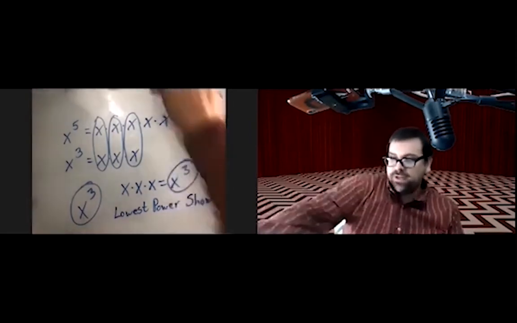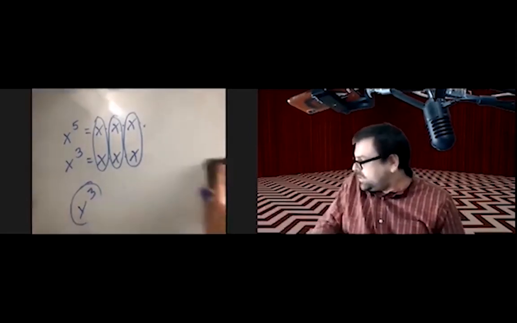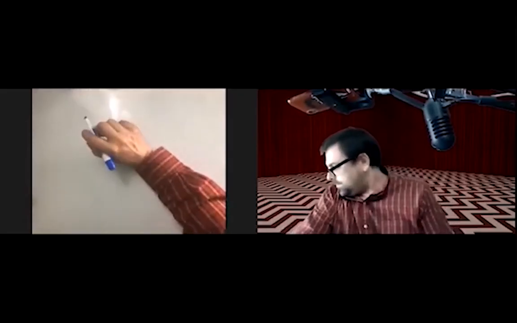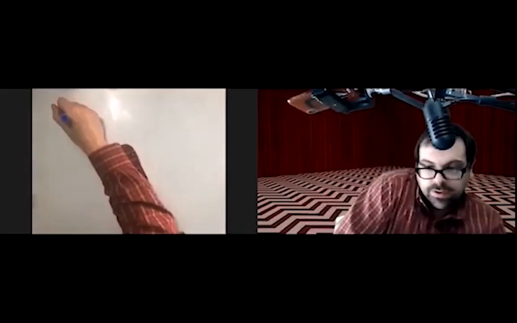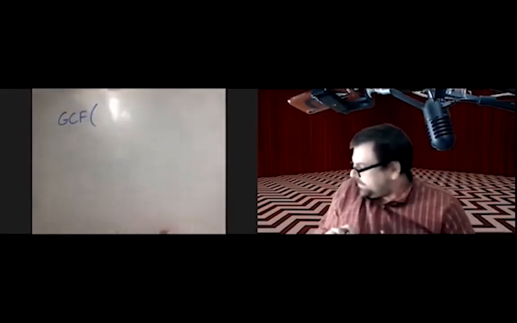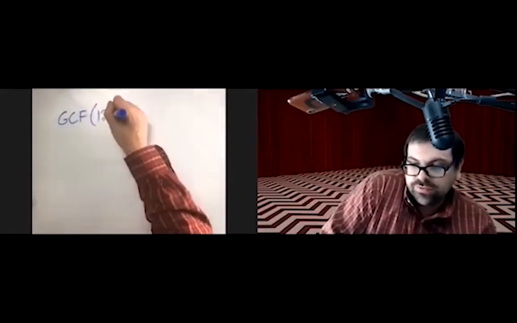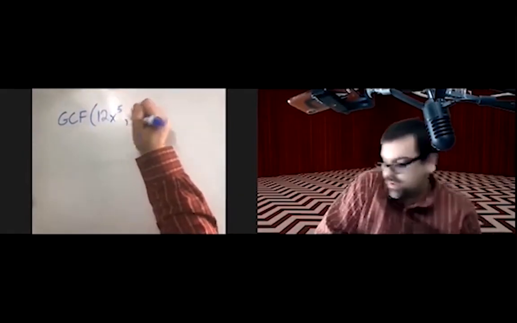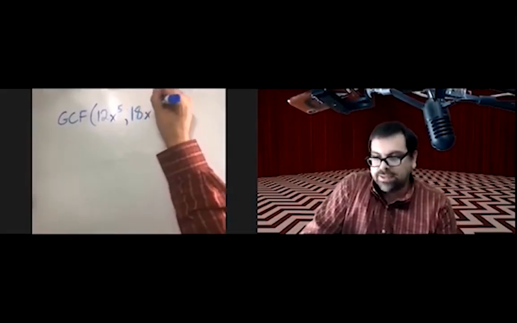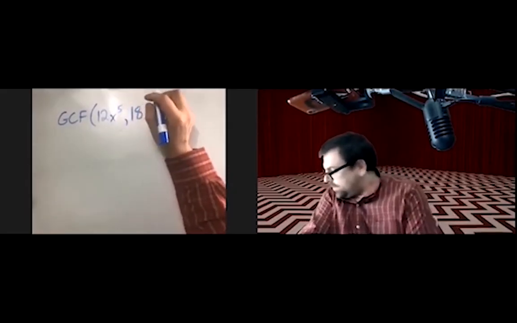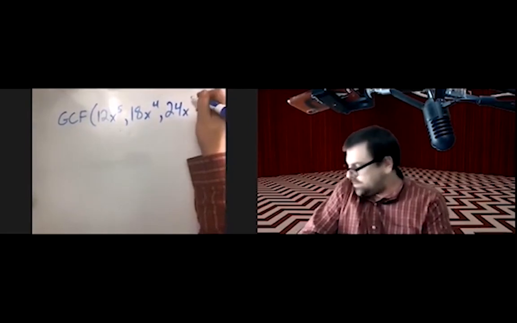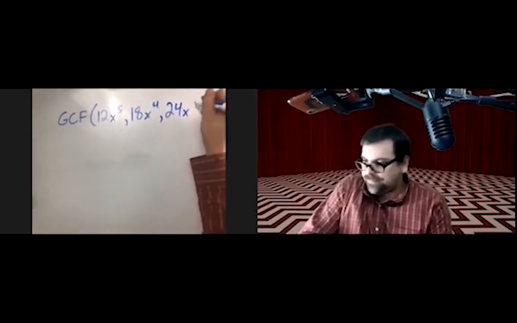We could find the greatest common factor of things like this. Let's find the greatest common factor of 12x to the 5th, 18x to the 4th, and 24x cubed.